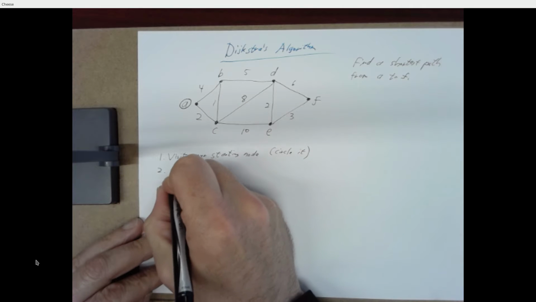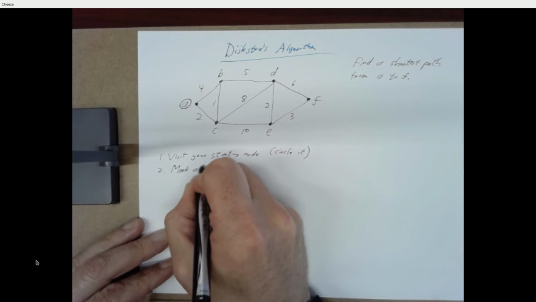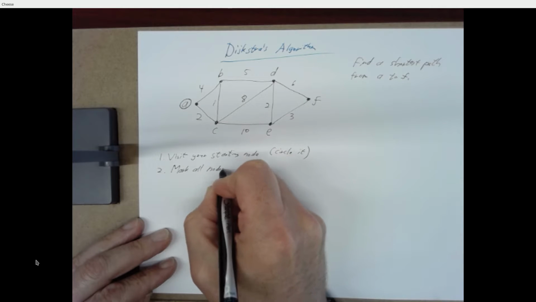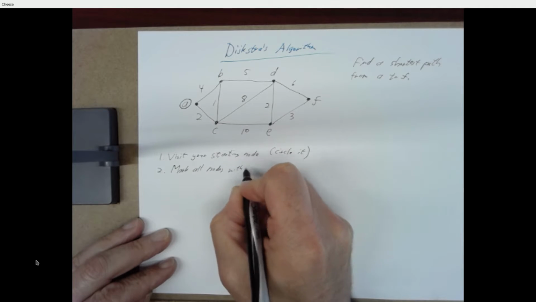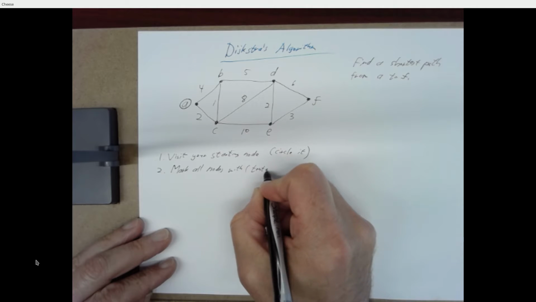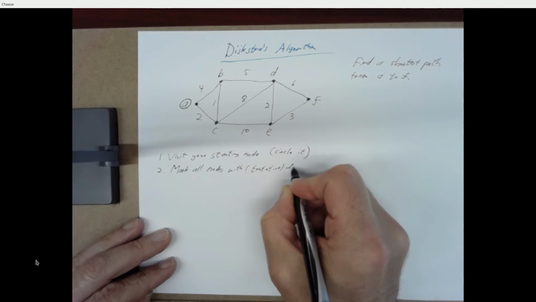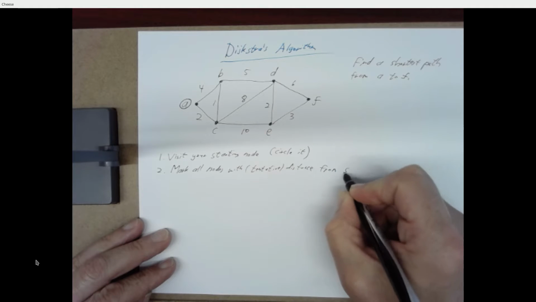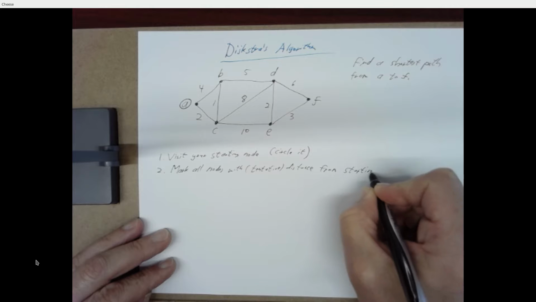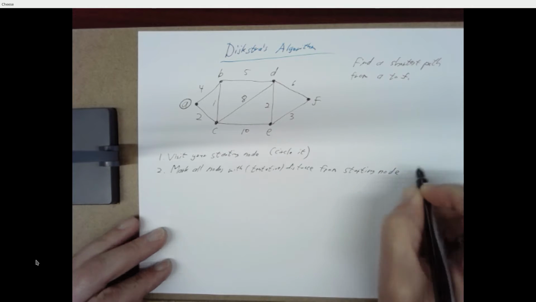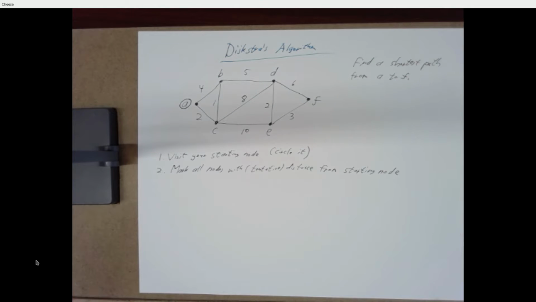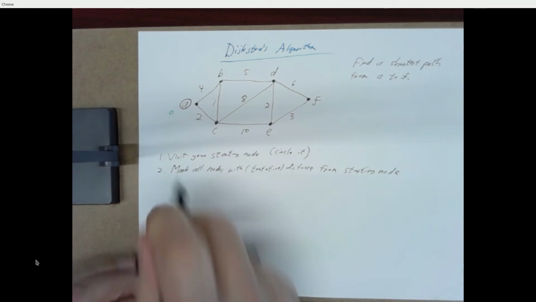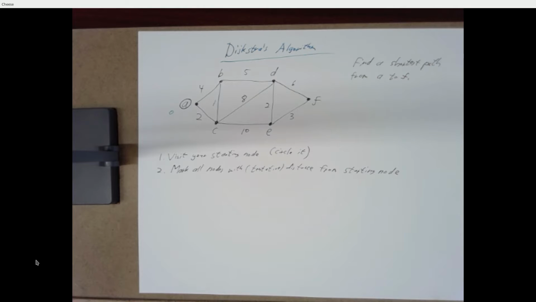Step 2, mark all nodes with their tentative distance from starting node. All right, so what does this mean? We're starting at A. What's the distance from A to A? Well, that's going to be 0. Okay, we don't have to travel anywhere because we're already at A.